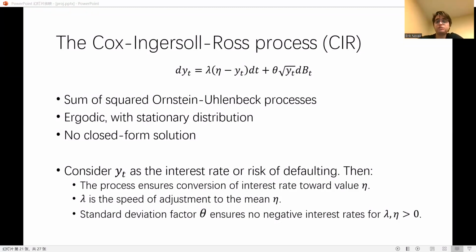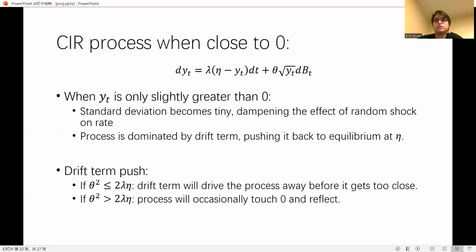And the standard deviation factor of theta will ensure that there are no negative interest rates, supposing that both lambda and eta are positive. And this is one of the biggest strengths of the model relative to other processes. It does not allow for negative interest rates, or if you're measuring the risk of default, for a negative risk.